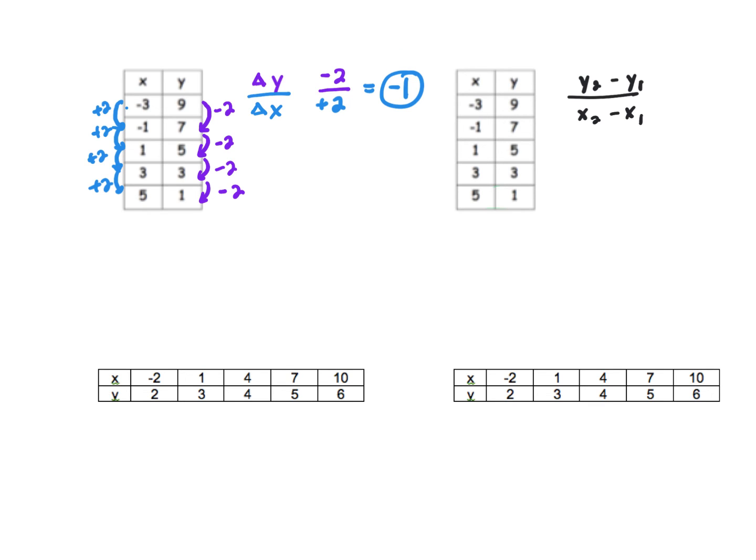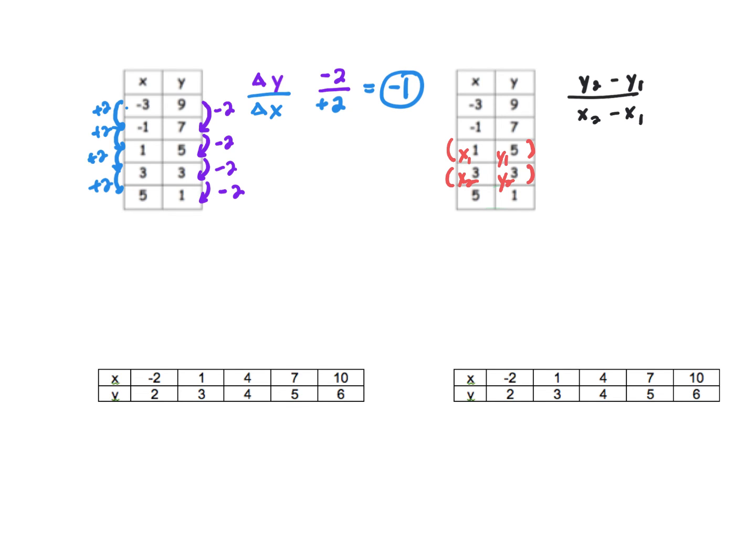So I'm going to start with labeling. I'm going to call this my x1 and this my y1. And then we're going to call this ordered pair my x2 and my y2. So again, they are ordered pairs even if they're an ordered pair in a table.